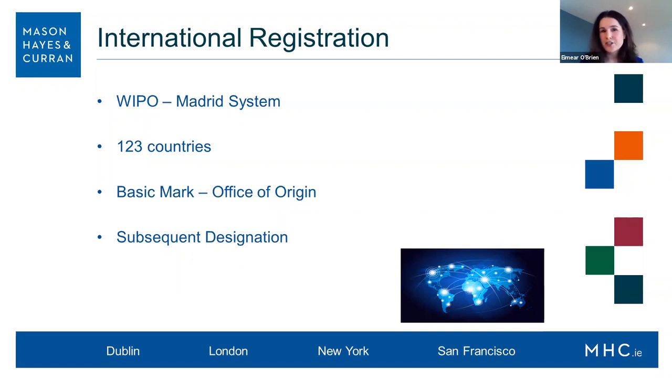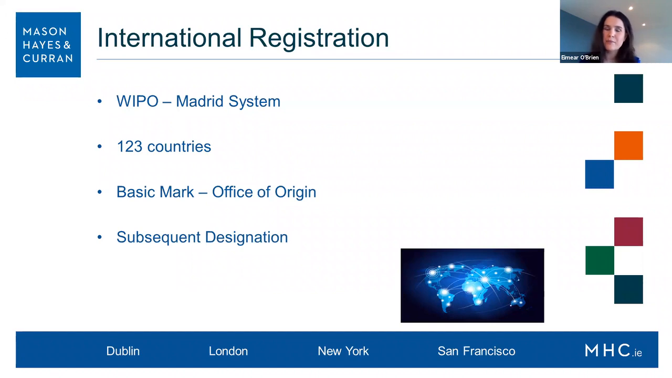Now, an international registration is not like an EU registration. It's not a unitary right. What it actually is, in effect, is a bundle of national rights. And you'll file your international application and you'll designate which countries you would like included in it. And each additional country will require an additional fee to be paid.